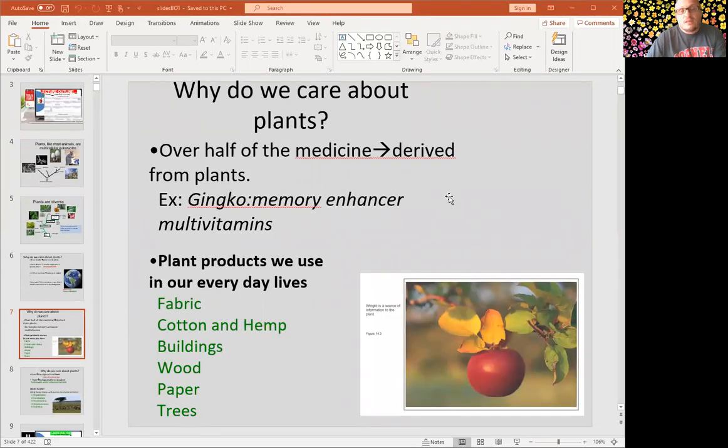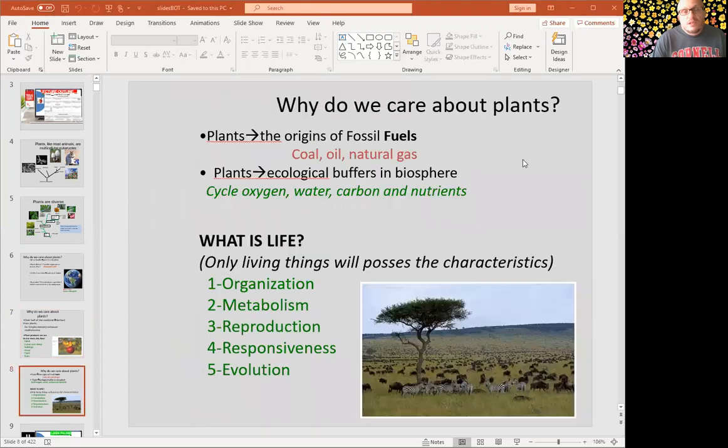So what else? Over half of the medicines we use in our daily life are from plants. There are a number of medicinal plants, including ginkgo biloba, which is a memory enhancer, and a lot of multivitamins. We also get fabric, cotton, buildings, wood, paper, trees, so many things from plants. Plants are also the origin of fossil fuels, including coal, oil, and natural gas. Plants are also ecological buffers in the biosphere.